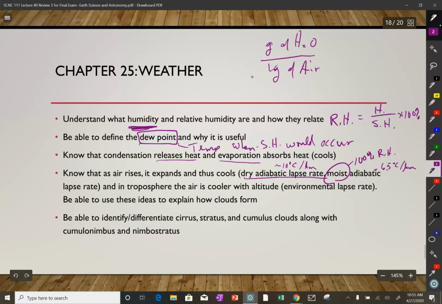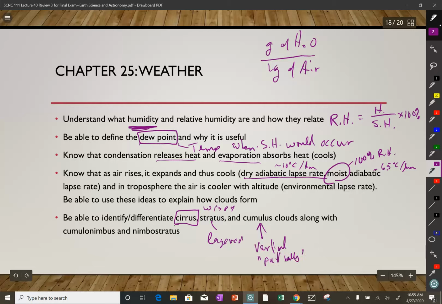Make sure you can differentiate a cirrus cloud. Those are the wispy ones. A stratus cloud, those are the layered clouds. And a cumulus cloud, those are the vertical clouds, the ones that are rising or dropping. Often the cumulus clouds look like puff balls.